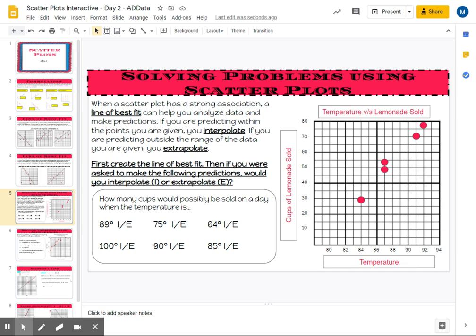Solving problems using scatter plots. When a scatter plot has a strong association, a line of best fit can help you analyze data and make predictions. If you are predicting within the points you are given, you are going to interpolate. If you are predicting outside the range of the data, then you are going to extrapolate. Those are two new vocabulary words, interpolate and extrapolate. First we're going to try to create our line of best fit over here on the chart.